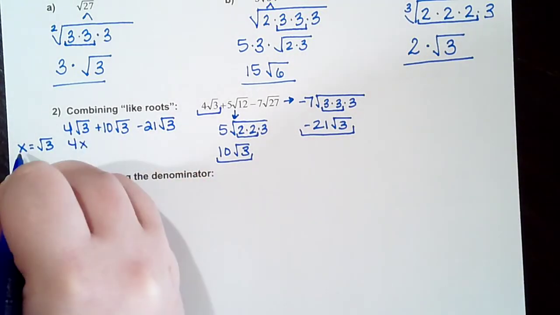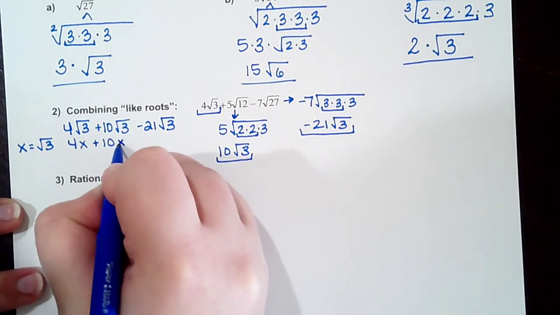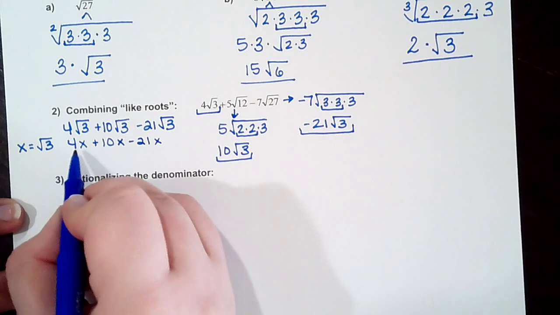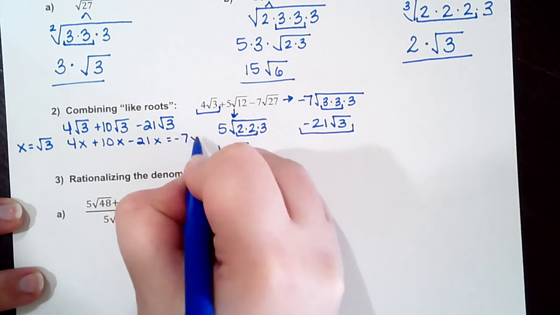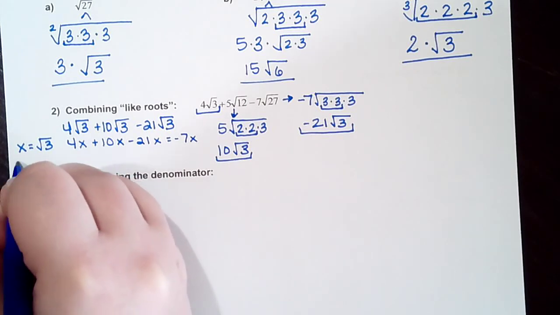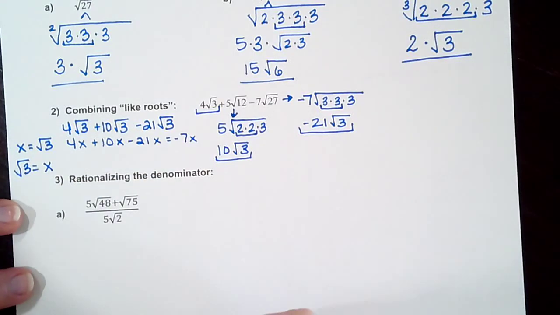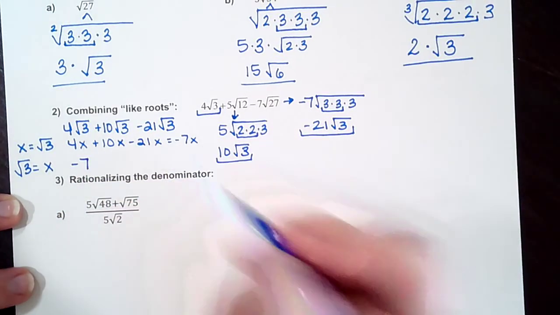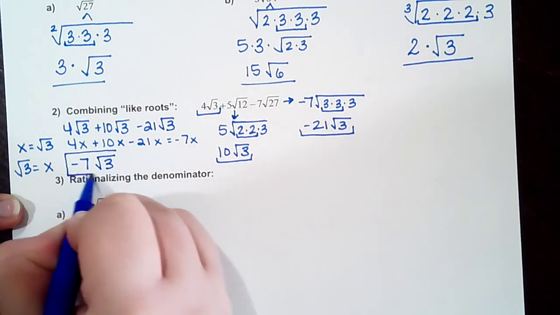How about I say that x is equal to the square root of 3? Then I can replace each of my square roots with an x. And this I'm much more familiar with. 4x plus 10x is 14x, minus 21x is negative 7x. I'm used to that. I can simplify that. And then all I'm going to do is the same way that I substituted x for the square root of 3, I can substitute the square root of 3 for x. So in my final answer, instead of writing negative 7x, which isn't what the problem asked for, I can write negative 7 times the square root of 3.